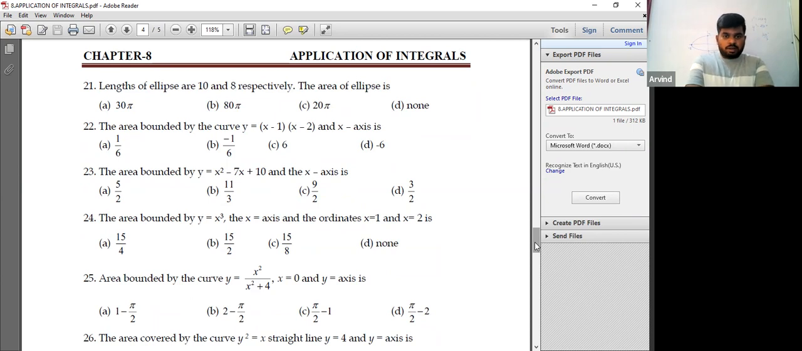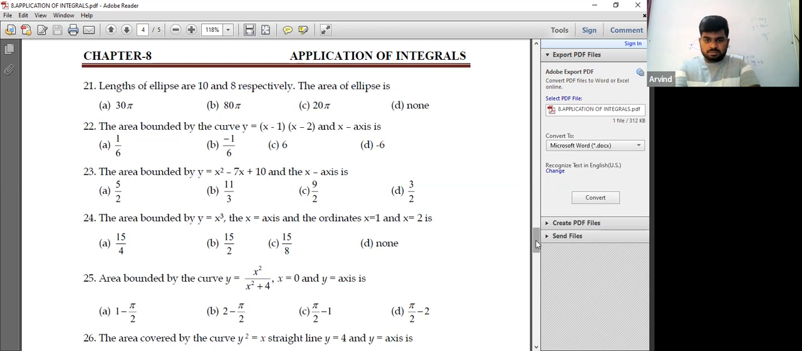The area bounded by the curve y is equal to (x minus 1) into (x minus 2) and the x axis. Here we know that for the x axis, y must be 0. y becomes 0 when x is 1 and when x is 2. So your lower limit is 1, upper limit is 2. Multiply the function, you get x square minus 3x plus 2, then integrate.